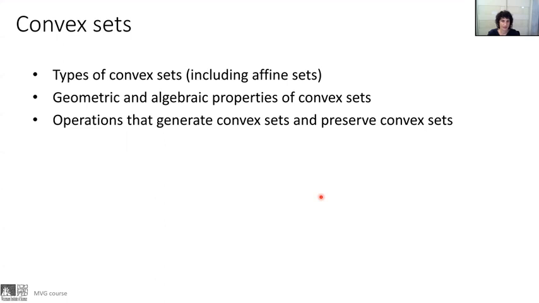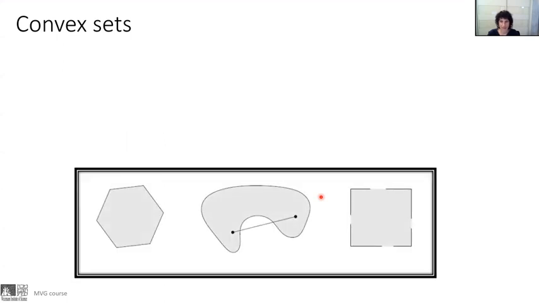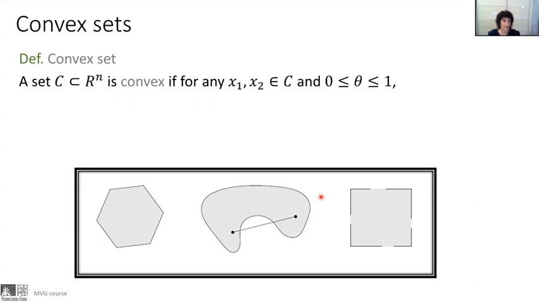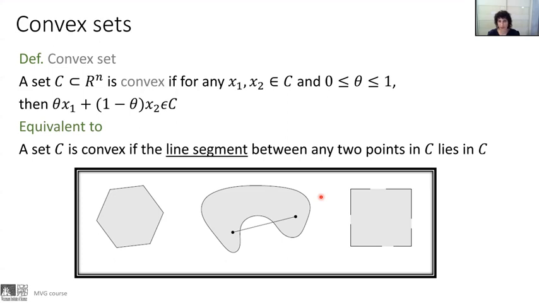Let's define what a convex set is. A set is convex if for any elements x and y in the set and theta between 0 and 1, it turns out that theta x plus (1 minus theta) y also belongs to the set. This is equivalent to the notion that a set is convex if and only if the line segment between any two points in the set lies in the set. So it's clear that this is a convex set and this is not a convex set.